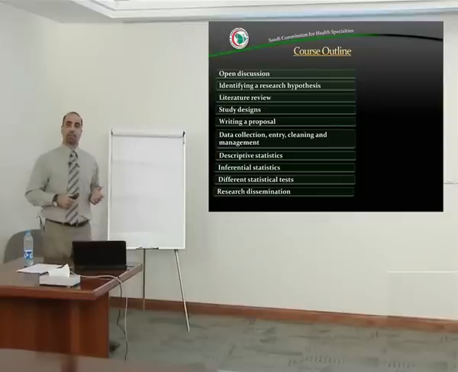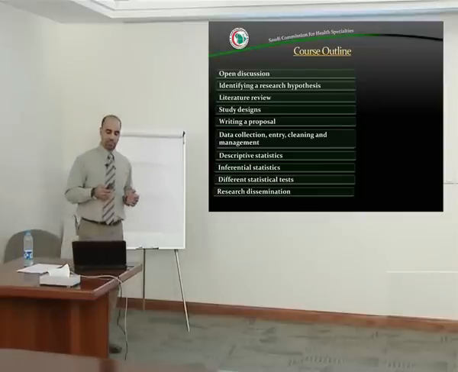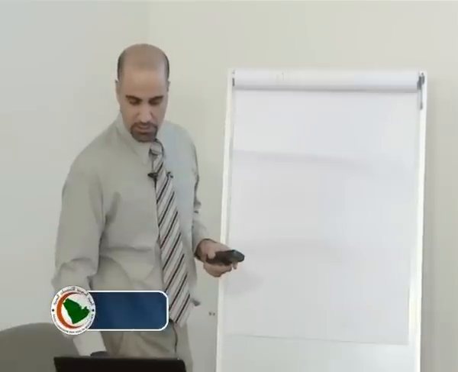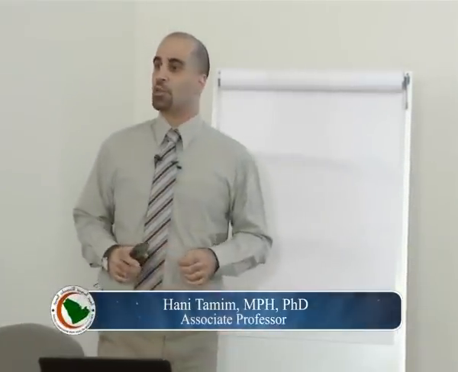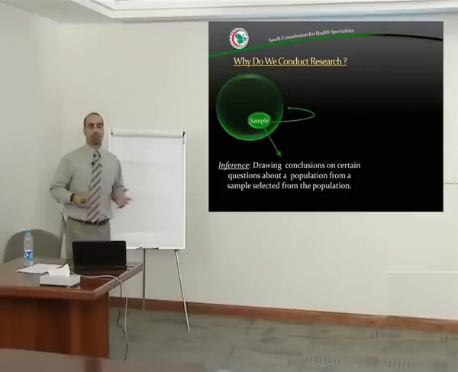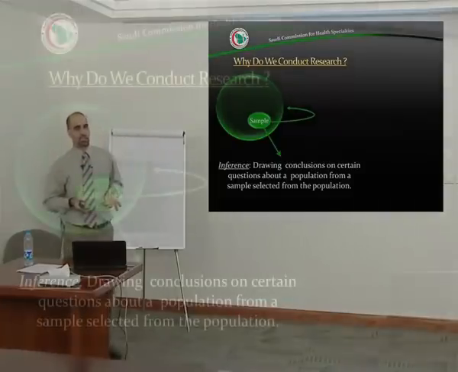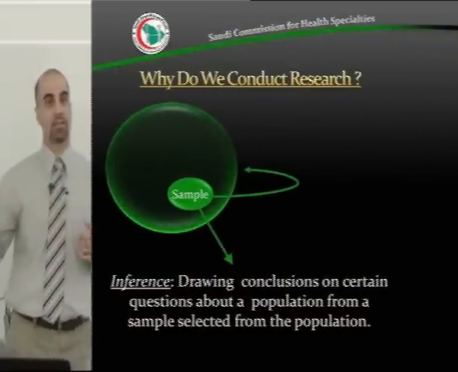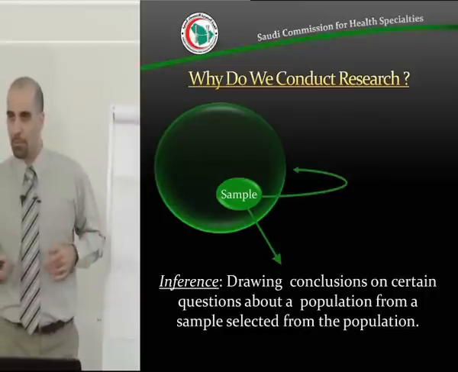Okay, the second type of statistics is inferential statistics. What do we mean by inferential statistics? I usually highlight it by this example. Any research question that we ask is about the population. So if you are asking what's the prevalence of hypertension, you mean the whole population in Saudi Arabia. If you ask whether there is any association between, let's say, physical activity and diabetes, you mean everybody in the population.